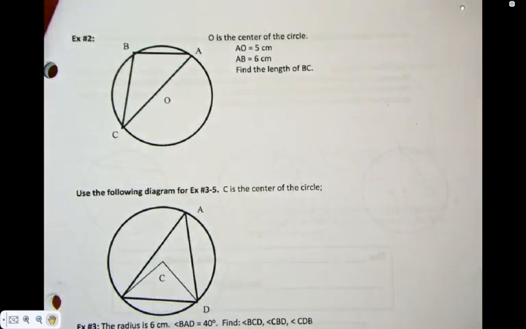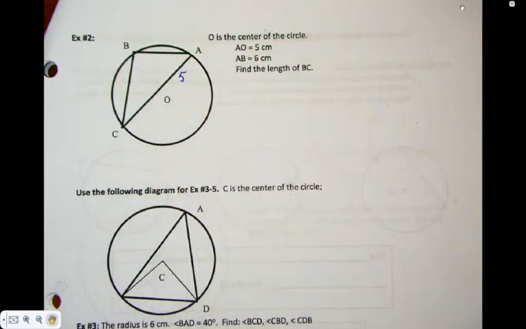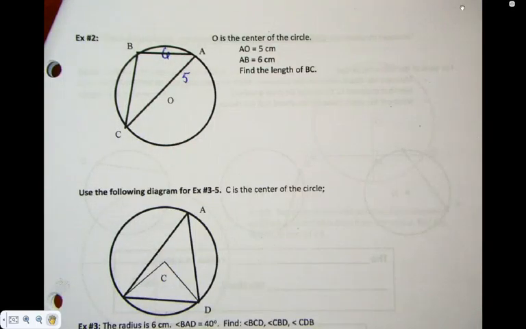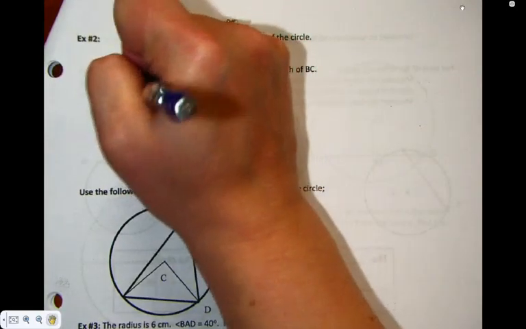Example number 2. O is the center of the circle. AO is 5. AB is 6. Find the length of BC. Start by labeling what do we know? Well, we know A to O is going to be 5. We know A to B is going to be 6. When we don't know something, what do we typically put in math? So let's put an X on BC.